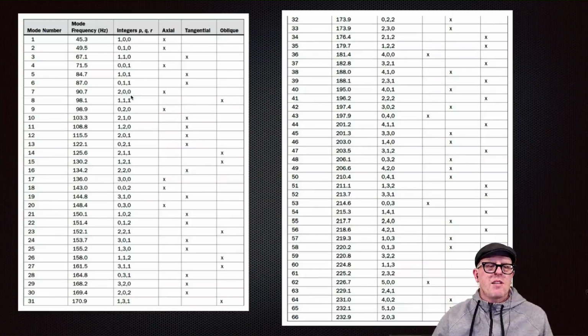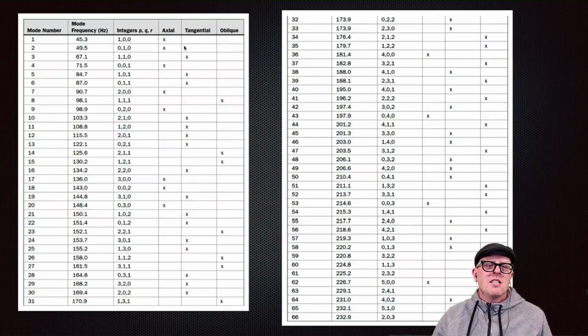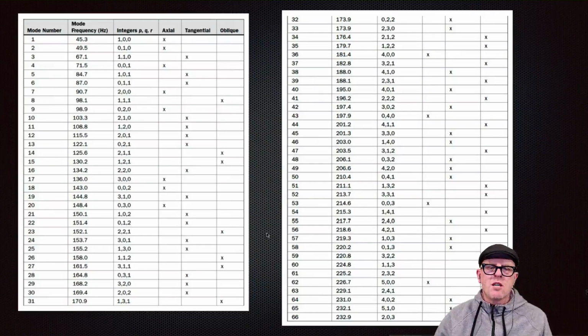Then if we add the second mode of oscillation in the x-axis right here, it's at 90.7. Basically what they're doing is plugging P, Q, and R into that equation, and also the lengths, and you get these frequencies right here. And what we can see is that there's a bunch of these frequencies, but what I care about most is this axial line right here. Not that I don't care about the others, but these ones are not going to be very apparent.